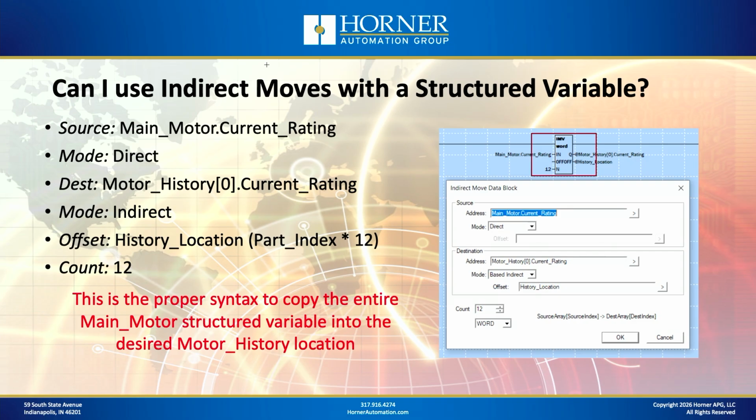So this is the proper syntax to accomplish the move that I discussed, and that is moving all the data, which happens to be 7 variables or 12 words, from the main motor structure over into the motor history structure. So yes, you can use indirect moves with structured variables, but it's not super straightforward. So I think it would probably be a great thing if later on Horner came up with a structure move instruction that might be a little more straightforward. But you can certainly do it today. You just got to take a lot of care like I showed you here.